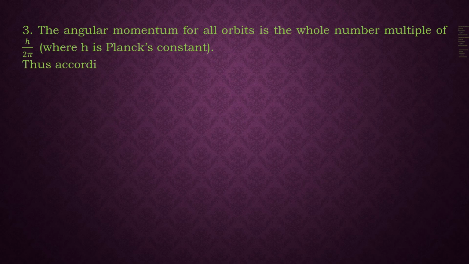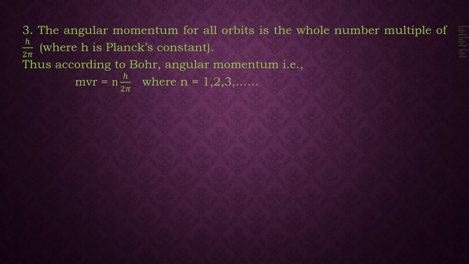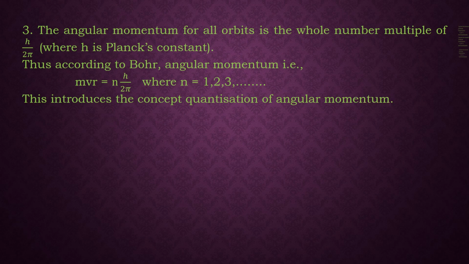Thus, according to Bohr, angular momentum, that is mvr, is equal to nh upon 2 pi, where n is equal to 1, 2, 3 and so on, represents number of principal shell. This introduces the concept of quantization of angular momentum.